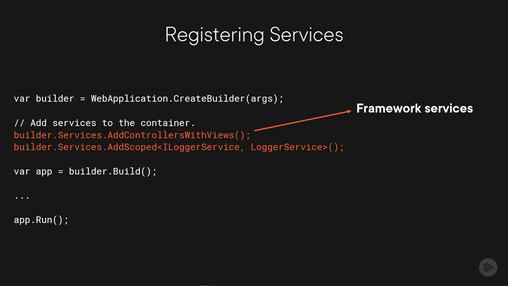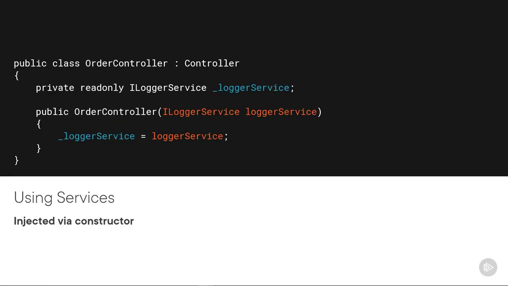Next to framework services, also our own classes that we create should be registered with the container. Here's that logger service again. I want to be able to use it using its interface throughout the entire application. We can then use the AddScoped method to register the logger service using its interface. Once registered, where we now need an instance, we'll get it injected.